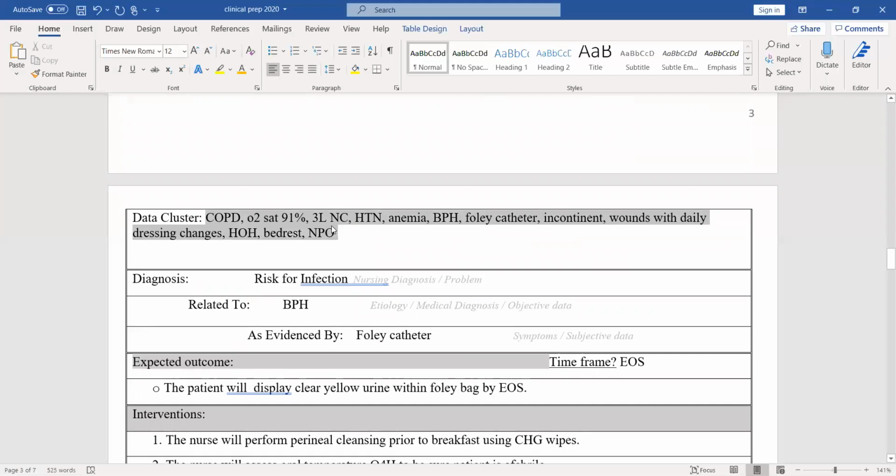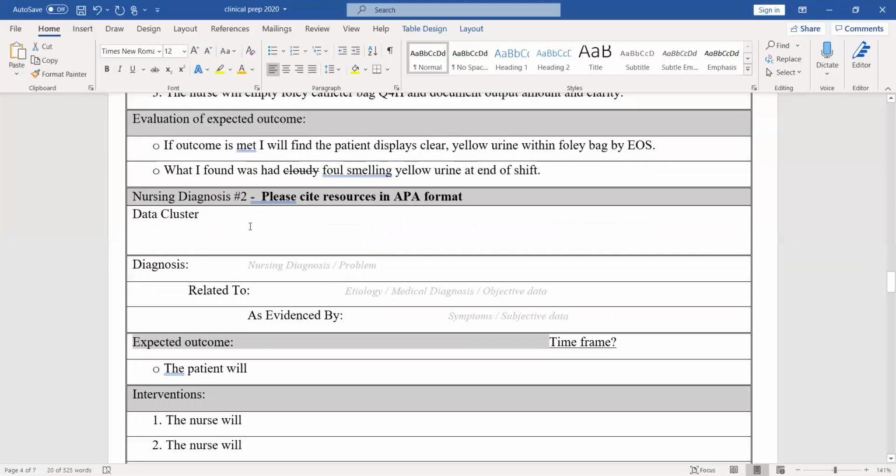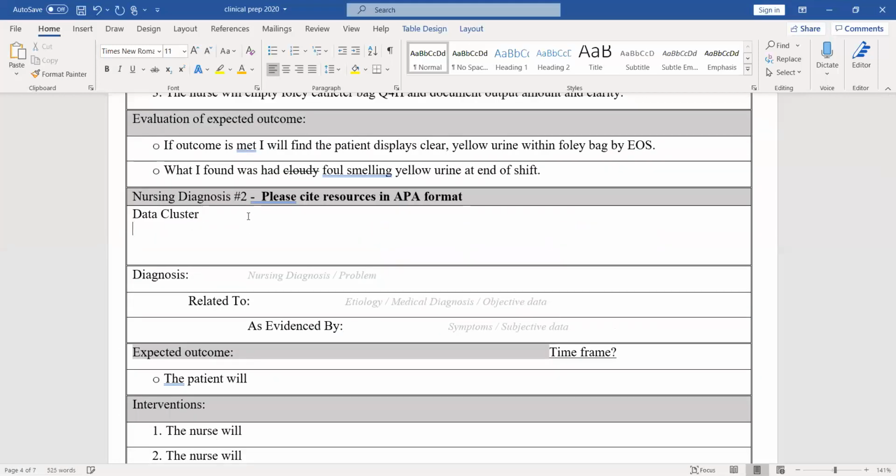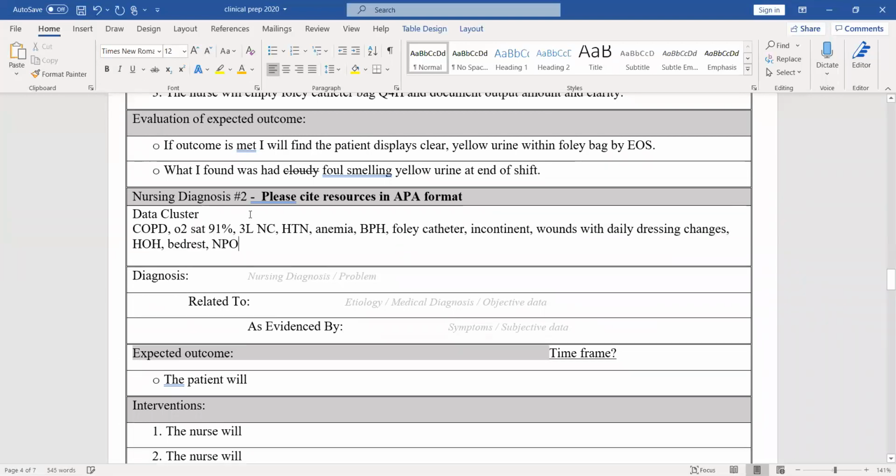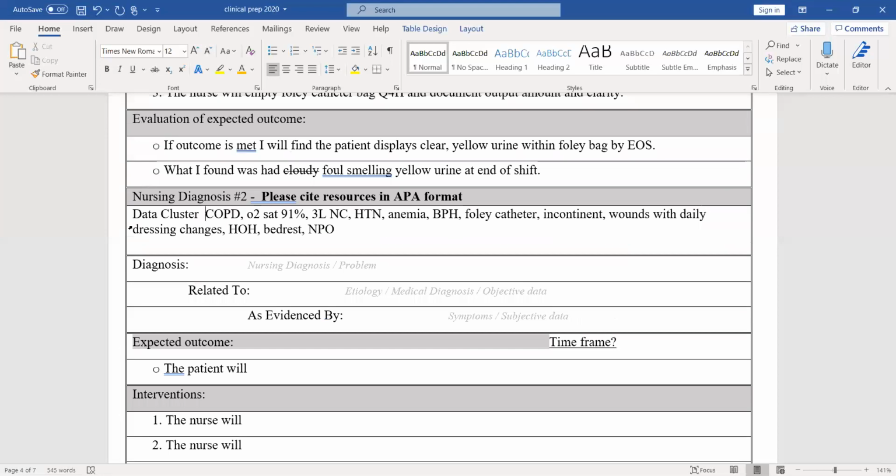So again, we're going to talk about the same patient. So I really have the same data cluster. We're not reinventing the wheel. We have the same patient. We're working with the same patient, so there's no use trying to create anything different. We're going to use the same data cluster to come up with another nursing diagnosis. So maybe, oh, I forgot, this COPD patient was confused. Maybe they have dementia.